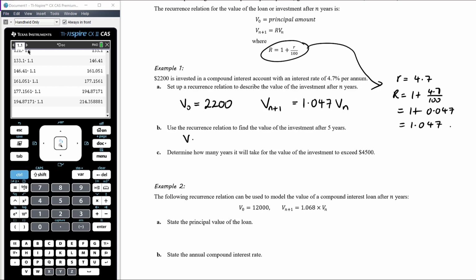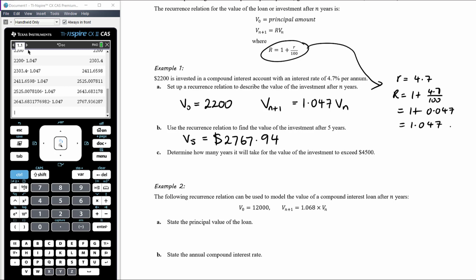So V5, so let's set up the recurrence relation in our CAS. So we're going to have 2,200 is the principal, press enter. We're then going to multiply by 1.047 to get the value after 1 year. 2 years, 3 years, 4 years, 5 years. So $2,767 and to the nearest cent, which is the standard instruction in financial maths, 94 cents.